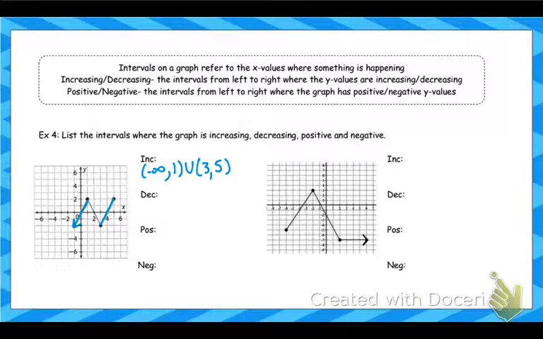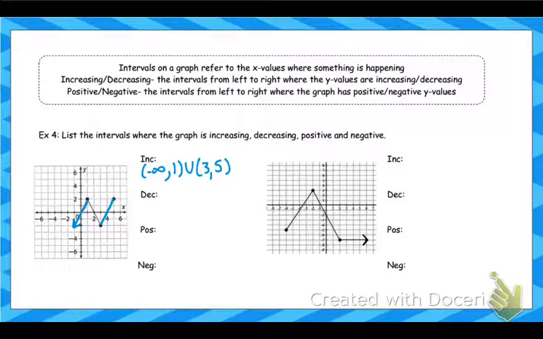Now, I will tell you with parentheses and brackets on increasing and decreasing, the definition that we're going off of in this class, we're going to use parentheses. In future classes, you may use some brackets to describe these increasing and decreasing intervals, and that's okay. It depends on what kind of definition you're working from. In this class, though, we're going to use parentheses on these intervals.